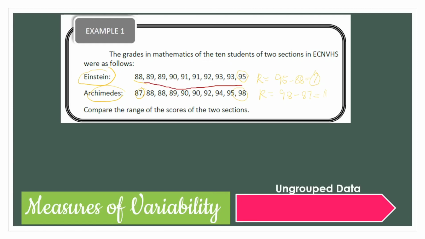And how do we get the range for section Einstein? We subtract the highest, which is 95, and then the lowest, which is 88. The result is 7. For section Archimedes, the highest is 98, and the lowest is 87. Subtracting those two, 98 minus 87 is equal to 11.